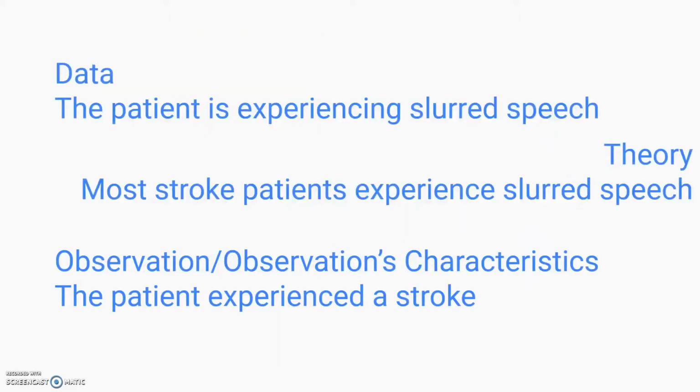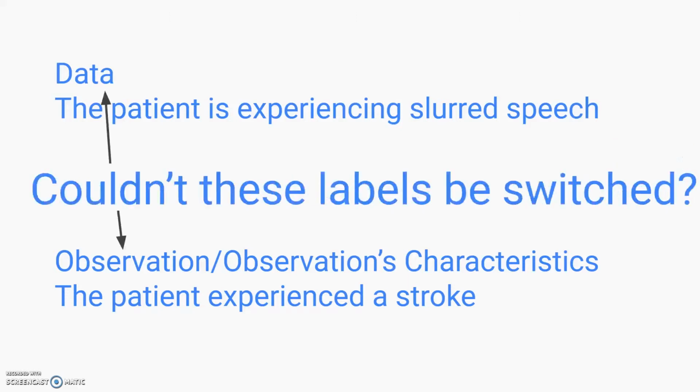In this case, the data is the patient's slurred speech. The theory is most stroke patients experience slurred speech, and the observation is the doctor's diagnosis of the patient's stroke. One may validly question whether this situation really exemplifies a third form of understanding, as the definition of data and observation, in this case, may seem interchangeable. Consequently, this medical example would really only exemplify the first form of understanding.